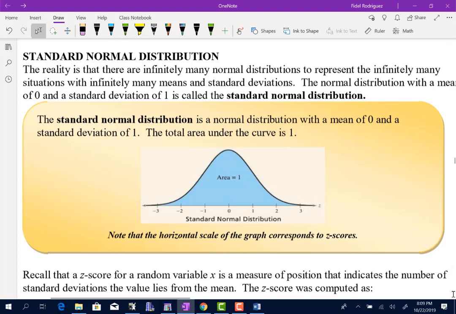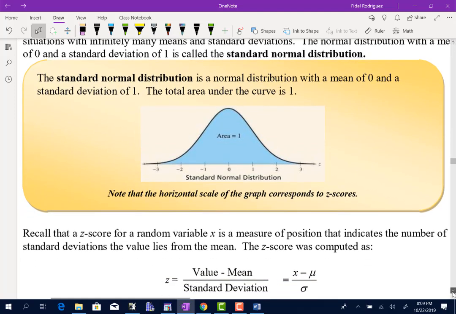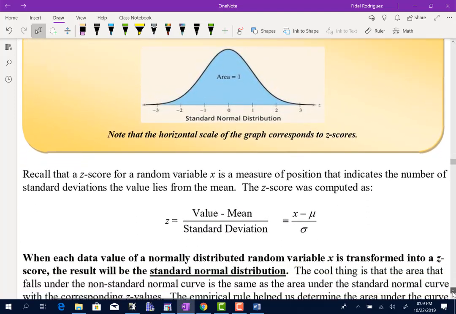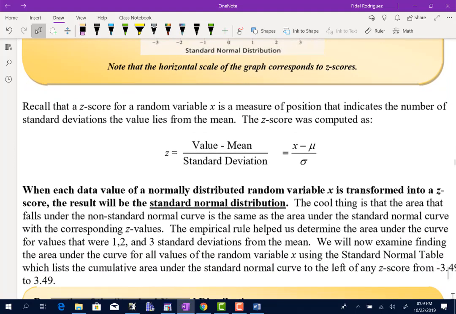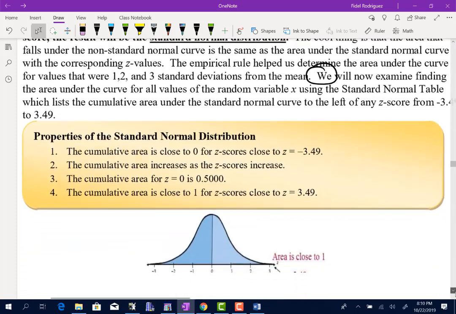Okay, so it says right here, recall that a Z-score for a random variable x is a position that indicates the number of standard deviations the value lies from the mean. The Z-score can be computed, and there's a little formula right there. We'll now examine finding the area under the curve for all values of the random variable x using the standard normal distribution, under the standard normal curve to any z-score of negative 3.49 to positive 3.49.